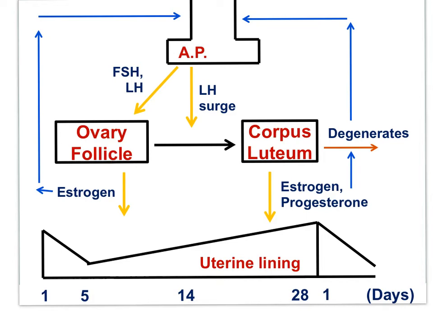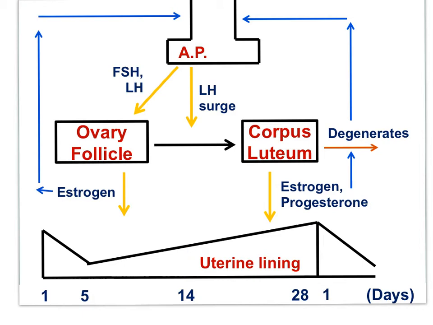A follicle within the ovary develops, releasing estrogen that in turn targets the endometrial lining, and the endometrium thickens over time. Estrogen release by the developing follicle targets the anterior pituitary to slow FSH release. This is negative feedback. At day 14, a surge of LH from the anterior pituitary occurs. This causes a rupture of the ovary wall, ovulation around day 14.